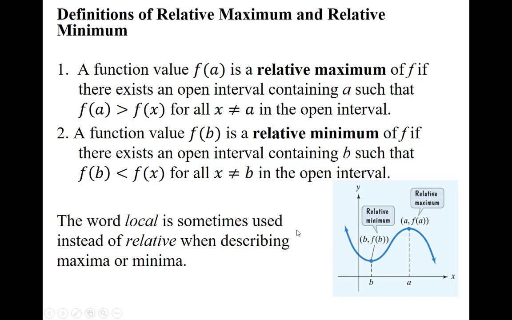Sometimes the word local is used instead of relative. So a local minimum and a local maximum. And all that mumbo jumbo was just a mathematically correct way of stating that there's nothing higher than the relative maximum in its locality, and there's nothing lower than the relative minimum in its locality.